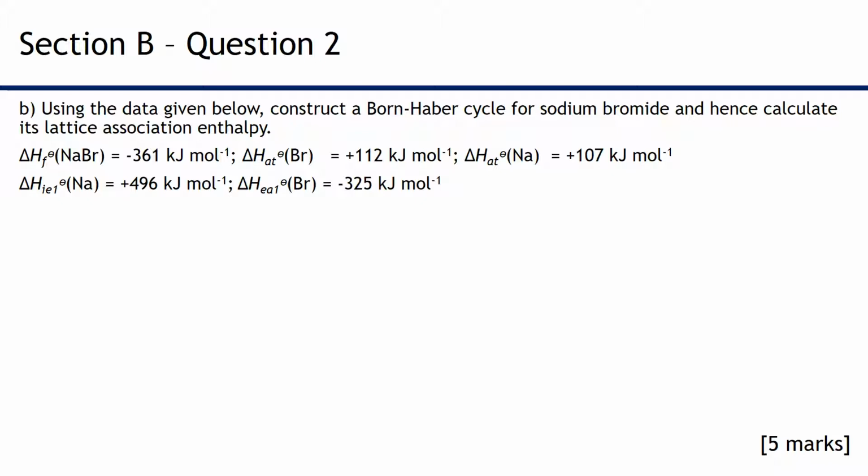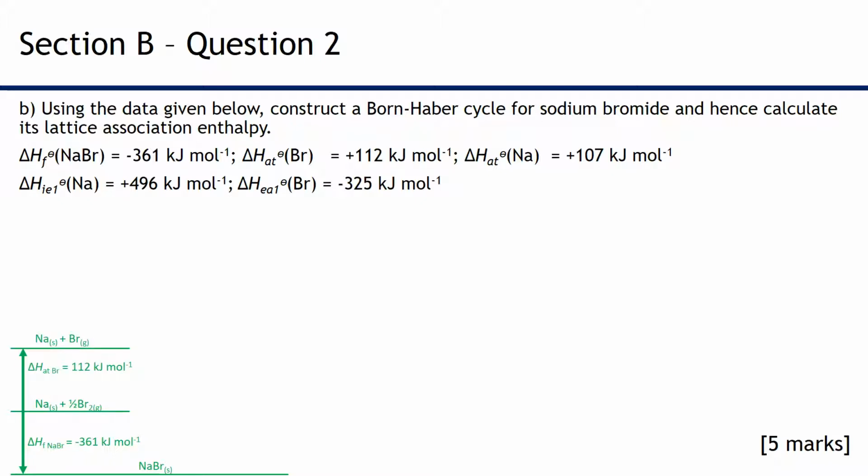So you want to start constructing a Born-Haber cycle here, so it's probably best to start with the compound that you're trying to make, which is sodium bromide, and that will go down at the bottom, sodium bromide solid. We can get to sodium bromide using one of the values that's been given above, which is the enthalpy of formation of sodium bromide, which represents its formation from the elements at their standard states. So that's sodium as a solid and bromine as a gas. But we want to find the lattice enthalpy here, so we have to go round a bit of a longer way now.